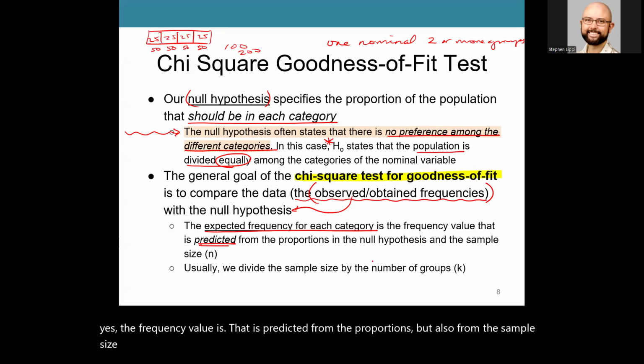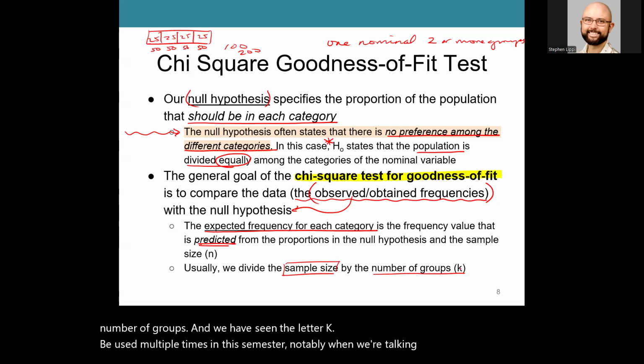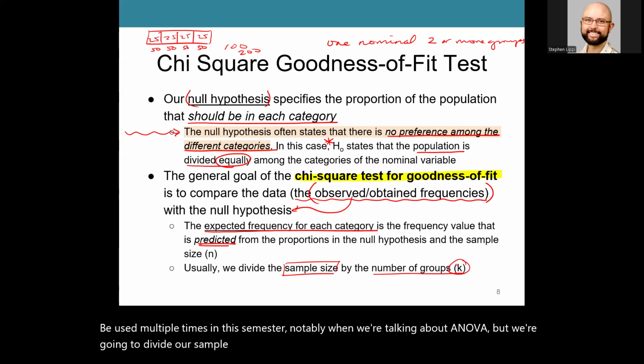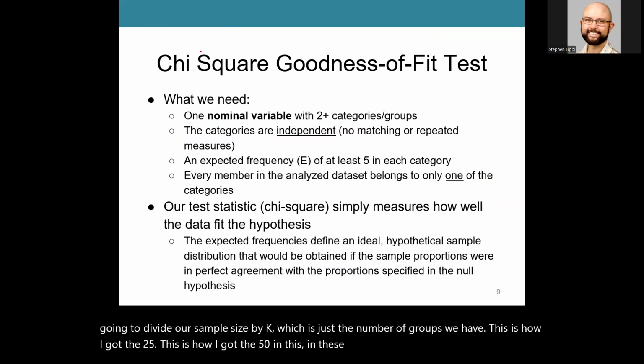Now, usually to get those expected values, we're going to divide our sample size by the number of groups. And we have seen the letter K be used multiple times in this semester, notably when we're talking about ANOVAs. But we're going to divide our sample size by K, which is just the number of groups we have. This is how I got the 25. This is how I got the 50 in these particular examples.